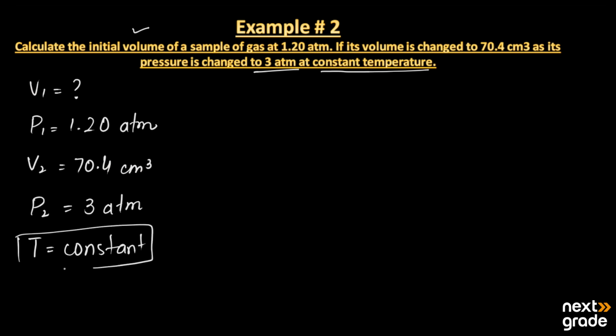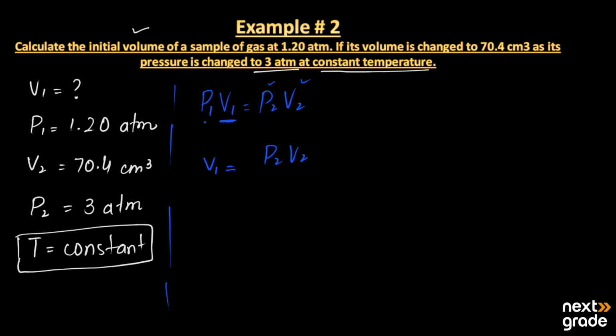First of all, we need to write the formula: P1 V1 is equal to P2 into V2, where P1 is the initial pressure, V1 is the initial volume, P2 is the final pressure, and V2 is the final volume. Here we are going to find the volume V1. By rearranging this formula, we gain V1 is equal to P2 V2 over P1, where the pressure goes down. This is a simple formula. Now we just need to put the values in it.